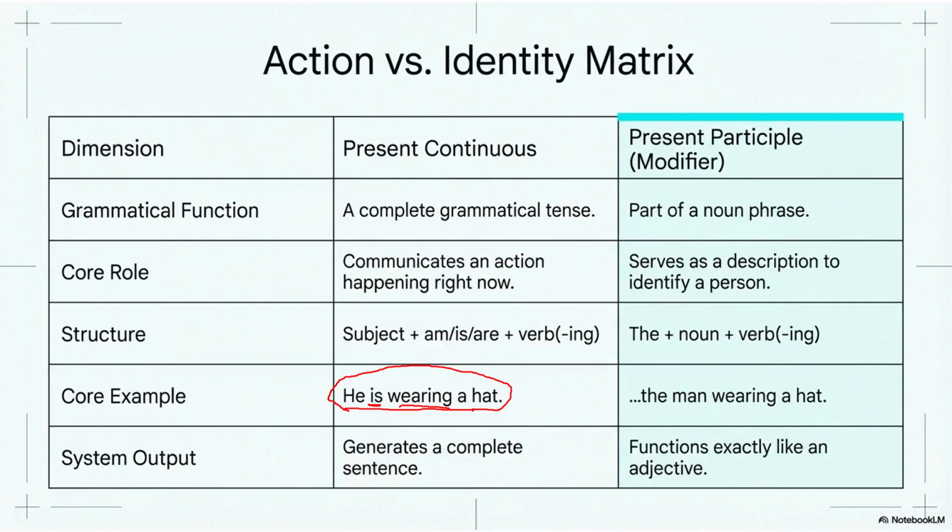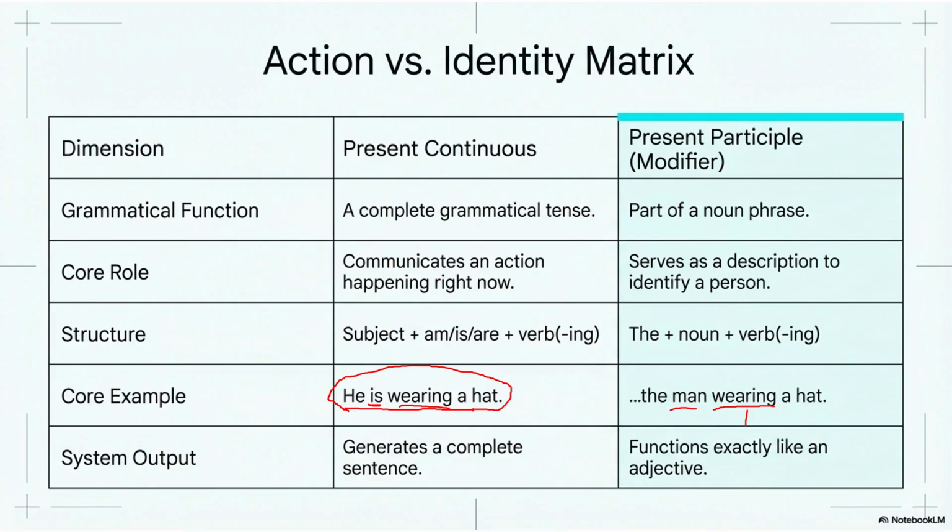But here we have the same verb with ing and it is not present continuous. This is only a present participle in a modifier form. The man wearing a hat. So here it is helping me identify the person. Okay? So here the present continuous generates a complete sentence, right? This is a complete sentence. But here wearing functions exactly like an adjective.